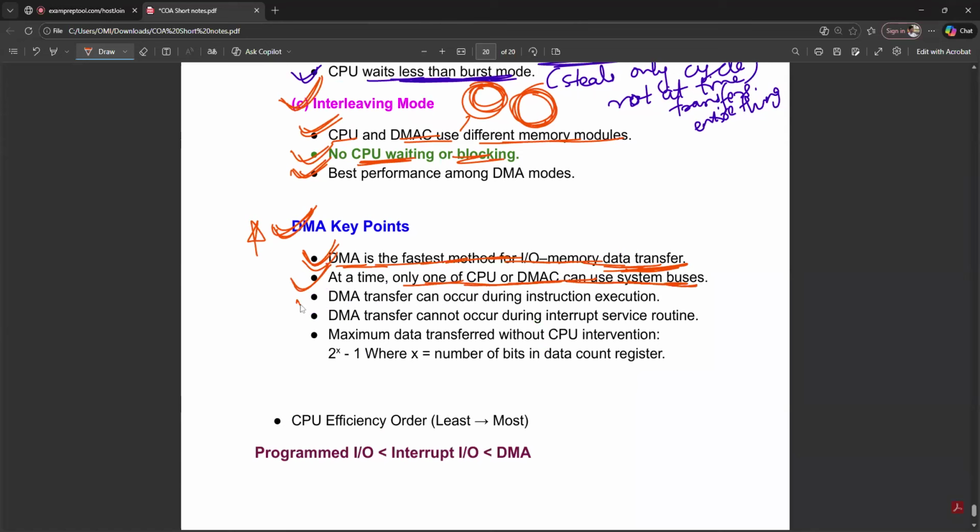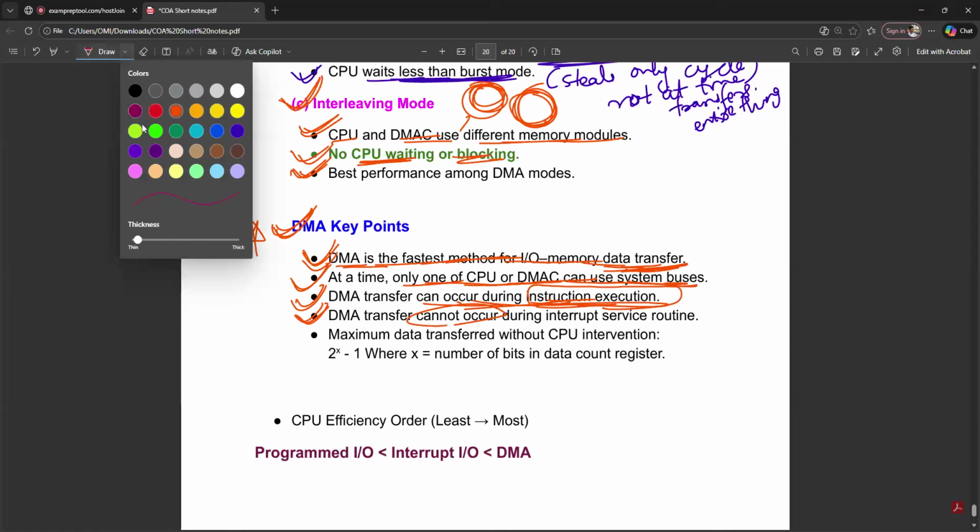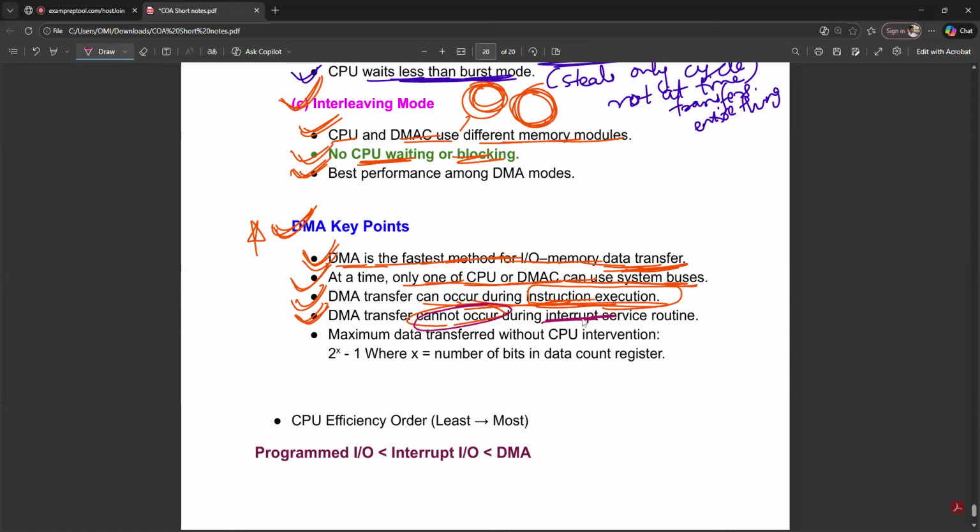Next point, DMA transfer can occur during instruction execution. But it cannot occur during the interrupt service routine, the ISR. DMA transfer cannot occur there.